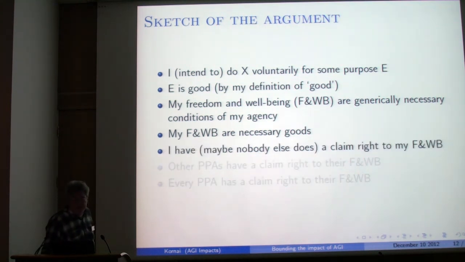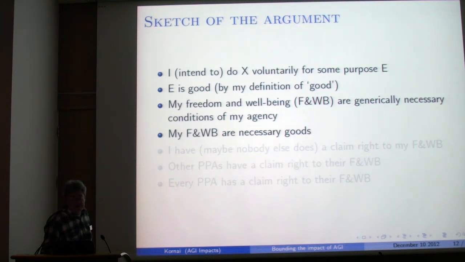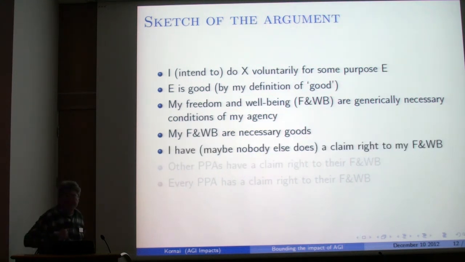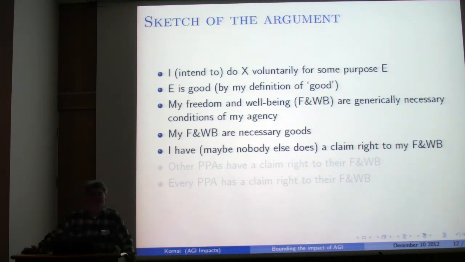But I don't see how you get from going from this step to this step? No, before. Okay. So how do you get from this step, from freedom and well-being being necessary for me and my agency, to the idea that you have some sort of claim right, whatever that means? That seems like a rather big leap. I wonder, how is that a logical argument without introducing some weird premises?